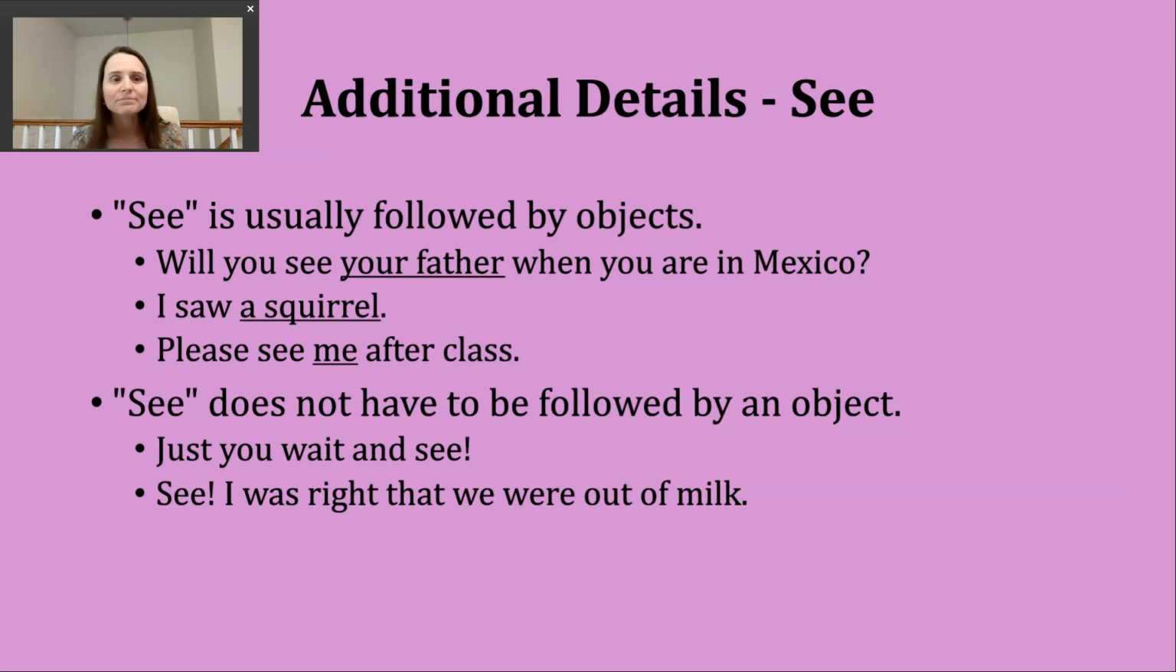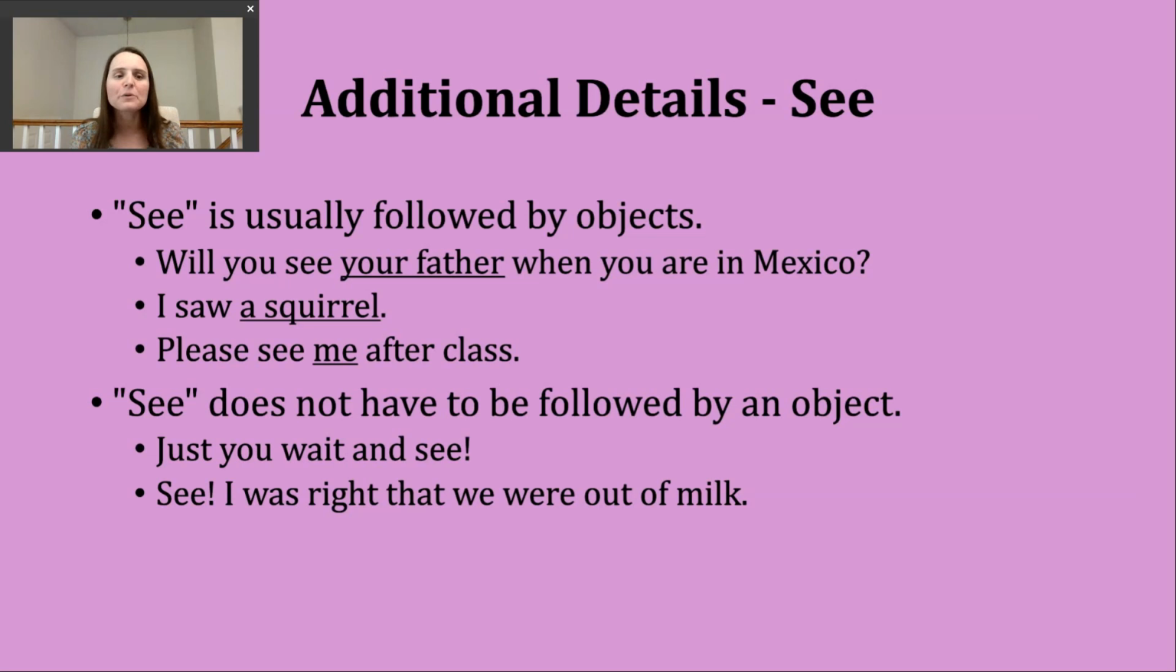Will you see? Okay. Another example here, I saw a squirrel. Okay. Squirrel is my object. Or third example, an imperative, a command. Maybe you've had a teacher say this to you. It usually makes many students scared. Please see me after class. Me is the object. But it's also important to note you do not have to use an object after see.